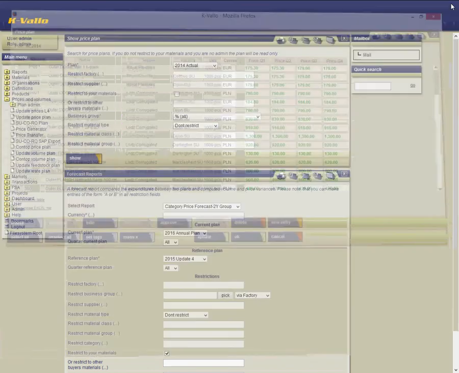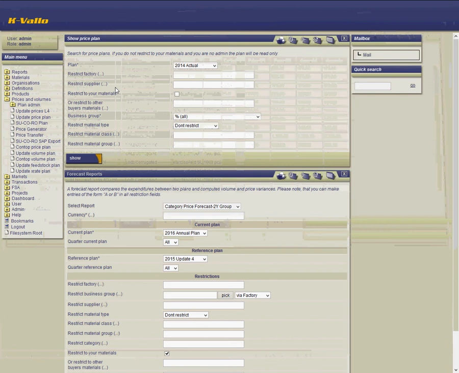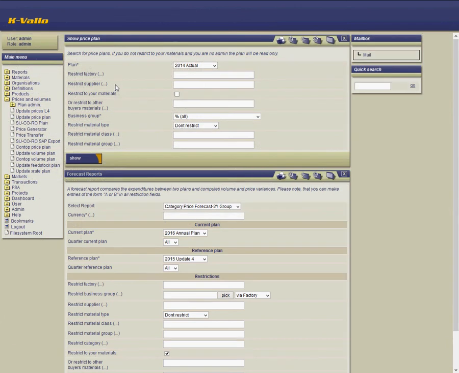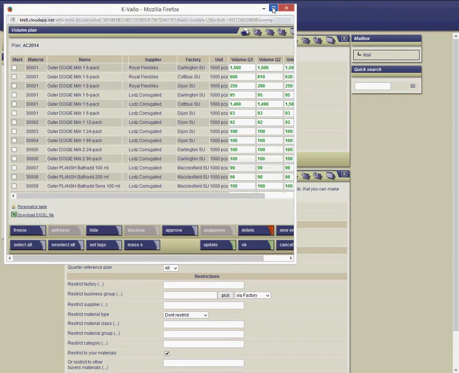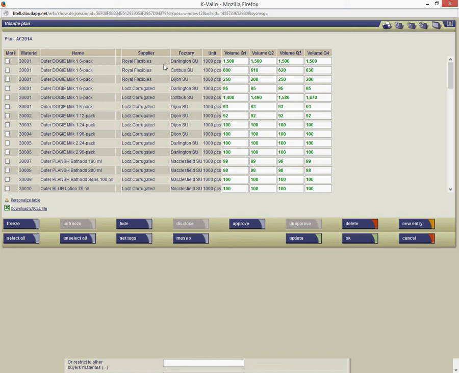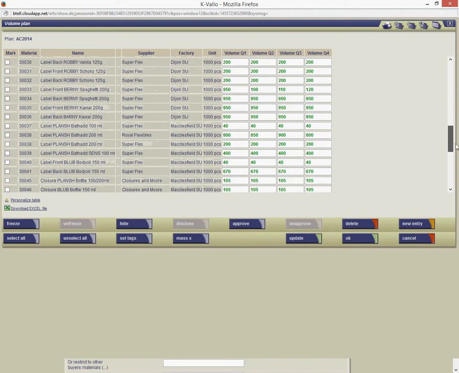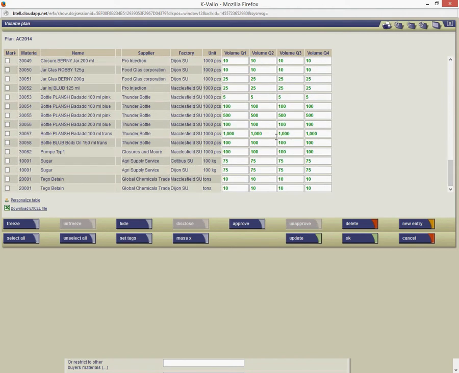To evaluate all the things and all the assumptions we are taking into the plan, we also have a volume plan. So we look at the volume plan for 2014, and here you go, exactly the same items, but this time it's not the price, it's the volume in the respective base unit of measurement. Most of them are packaging because K-Vallo is focusing on packaging but it also works for ingredients. Here we have 2 ingredients just as a sample. It's sugar and tegobetain, and those have different base units of measurement.